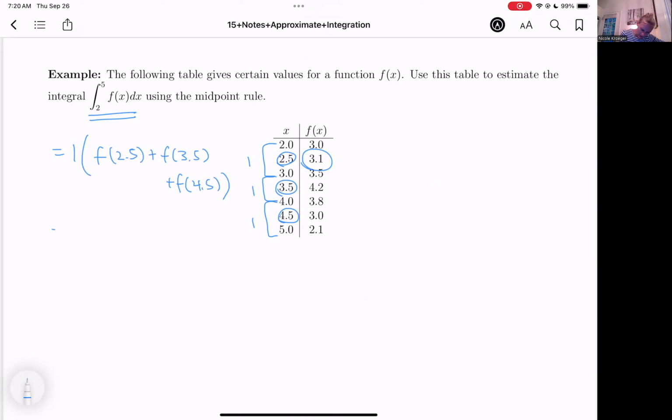So f of 2.5 is 3.1. f of 3.5 is 4.2, and then we have plus 3. Okay, so if we add all those numbers up, you should get 10.3. Okay, so lots of different ways to approximate integrals. Again, we'll talk in class about why we care about approximating integrals, and then we'll do some examples with rectangles and then talk about how to use trapezoids for approximating things.